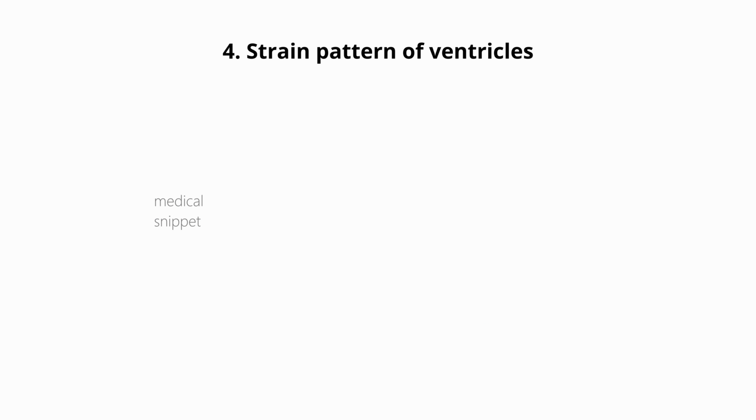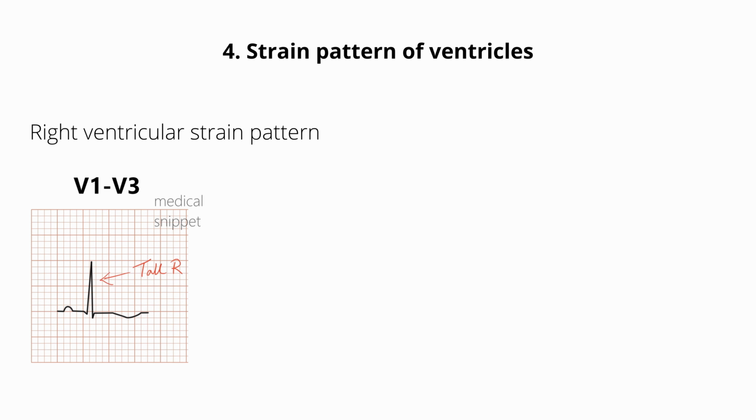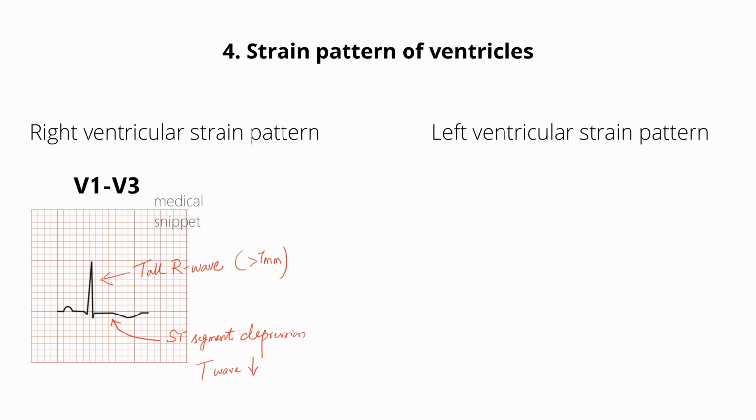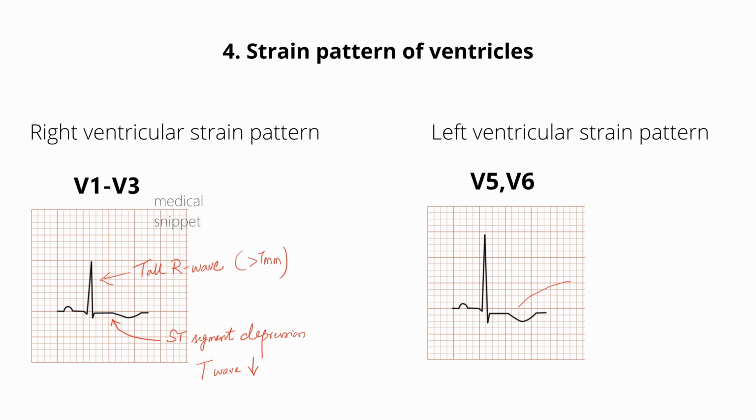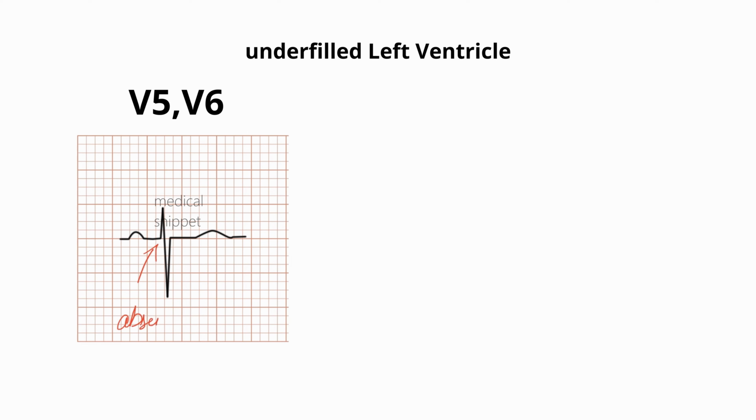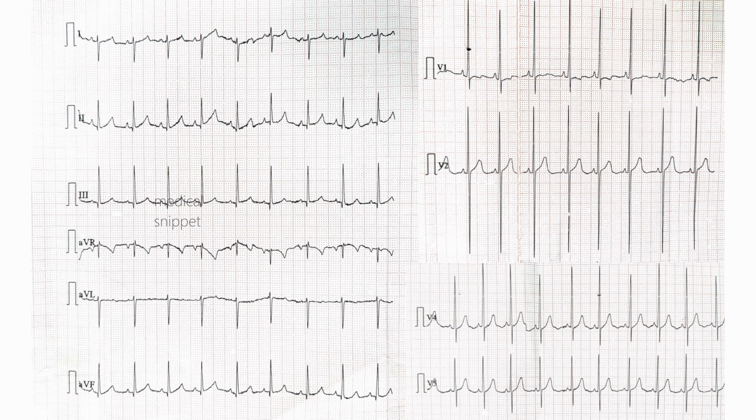Strain pattern of the ventricle. Right ventricle strain pattern shows tall R wave in V1, that is more than 7 mm, and ST depression and T wave inversion in V1 to V4. Left ventricular strain pattern is seen as ST depression and T wave inversion in the lateral leads V5 to V6. If there are absent Q waves and RS wave pattern in lead V5 and V6, that means the left ventricle is underfilled. So now let's analyze this ECG.